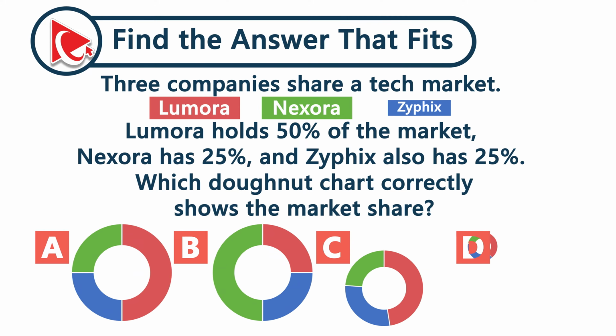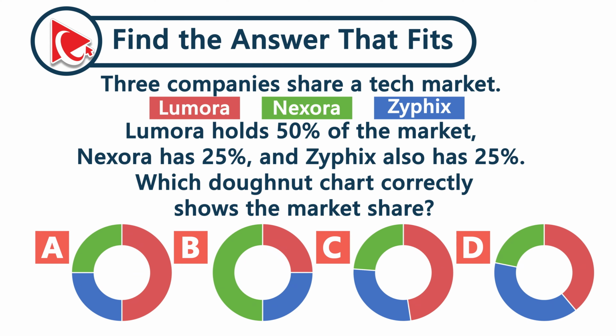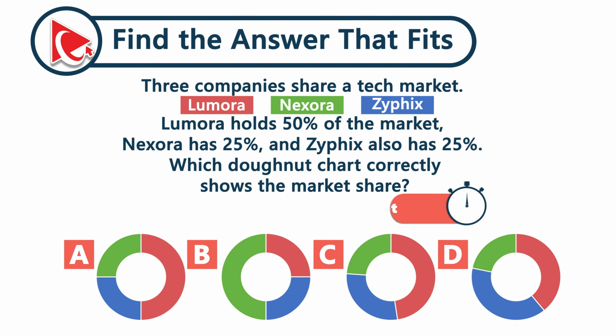3 fictional companies, Lumora, Naxora, and Zifix, share a tech market. Lumora holds 50% of the market, Naxora has 25%, and Zifix has 25%. Which donut chart correctly shows the market share?